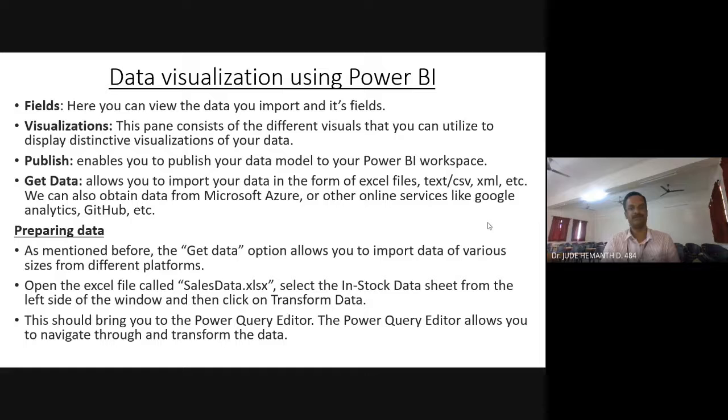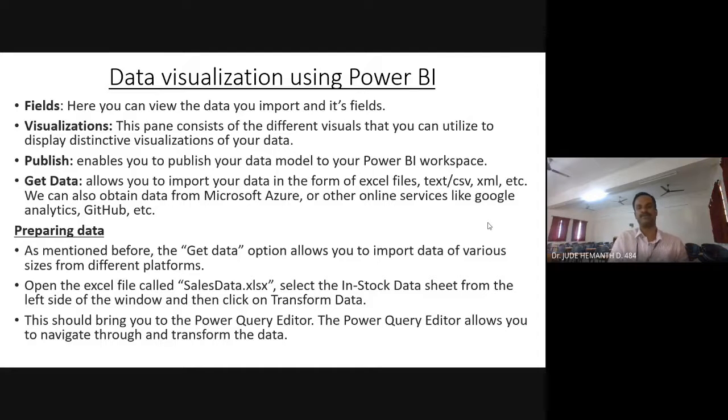Get data allows you to import your data in the form of Excel files. You can get your data in the form of Excel files, text files, XML, or you can also directly link with your cloud devices. Right? If you are having an Amazon Web Service, AWS, you can have this software linked directly with AWS. So whenever data is fetched from AWS, it will come and show you a visualization. Azure can be done, or other online services like Google Analytics, GitHub, anywhere you can link, just to have a better attraction in comparison to your charts.